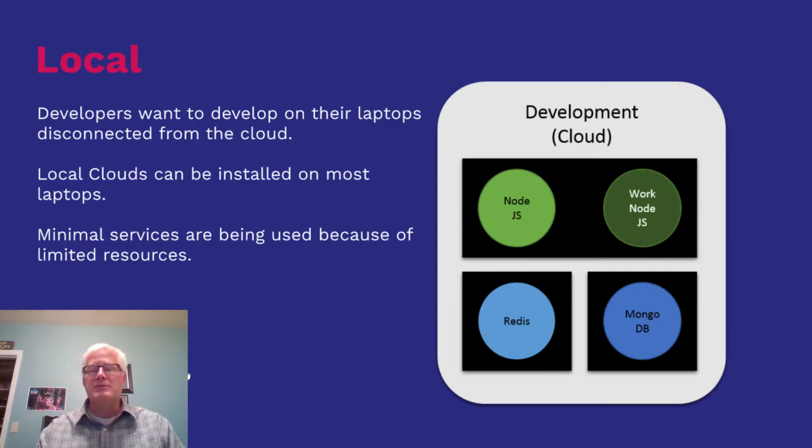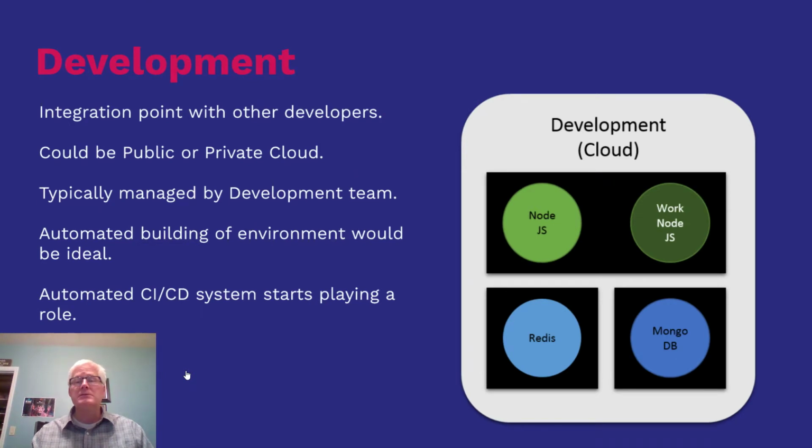And I'm using MongoDB. So in this case, I have 4 services running. 2 of them are Node.js, 1 is a Redis service, and 1 is Mongo. This easily fits on my laptop, and I can code pretty much the whole application on my laptop without a problem. Now, if I were to move into a development cloud, which could be public or private, it looks exactly the same. One Node.js, another worker node, a Redis queue, and a MongoDB.